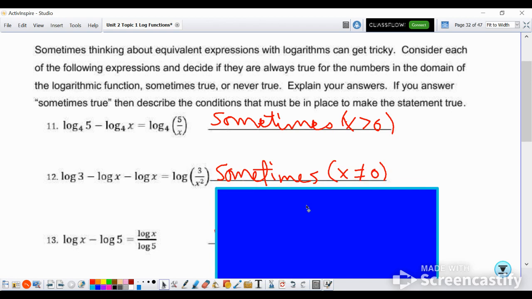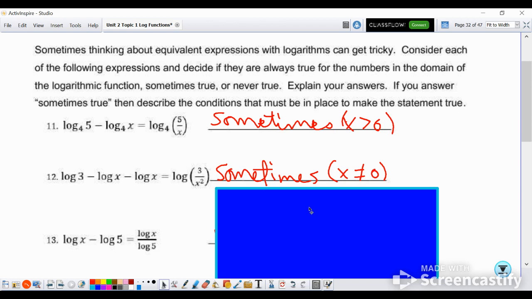It could be negative. That would be fine. The reason 11 can't be negative is because you cannot have a negative argument in a log. But x squared in the denominator, that makes any number except 0 positive, and so that would make a positive log argument. So unlike 11, you could use any number except 0.